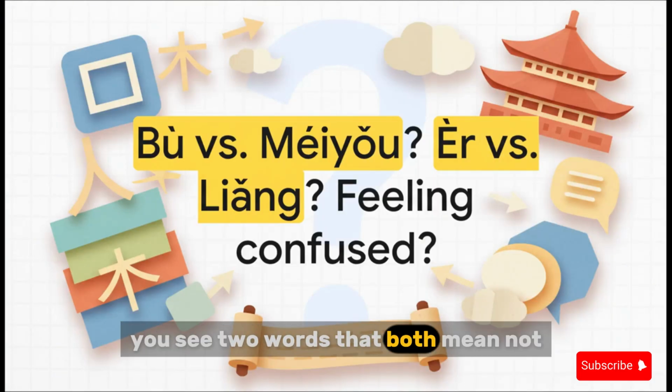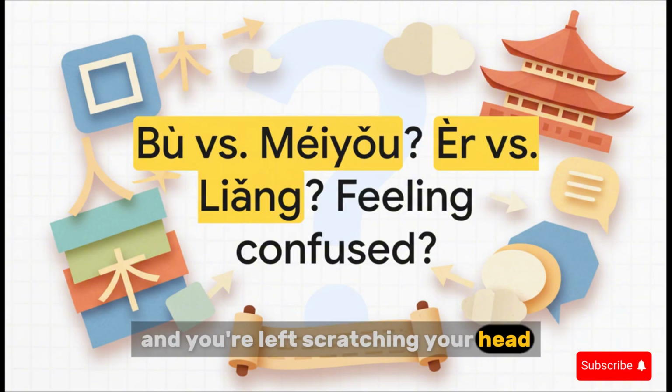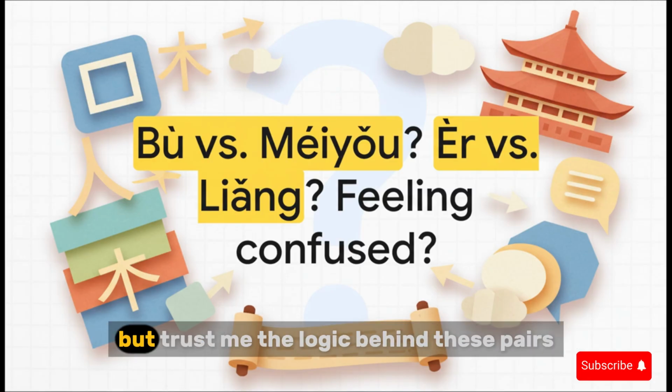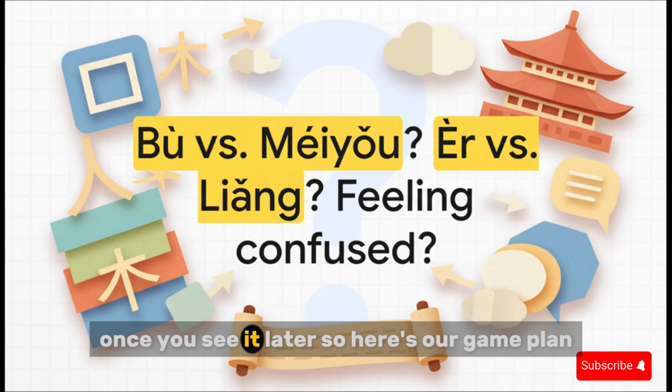You see two words that both mean "not," or two words that both mean "two," and you're left scratching your head, wondering which one you're supposed to use. You know, it's a classic roadblock for learners, but trust me, the logic behind these pairs is actually super straightforward once you see it.